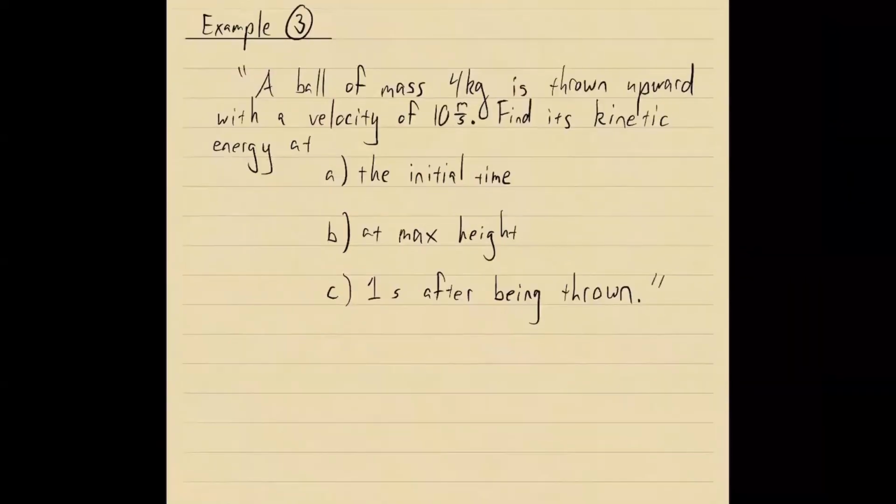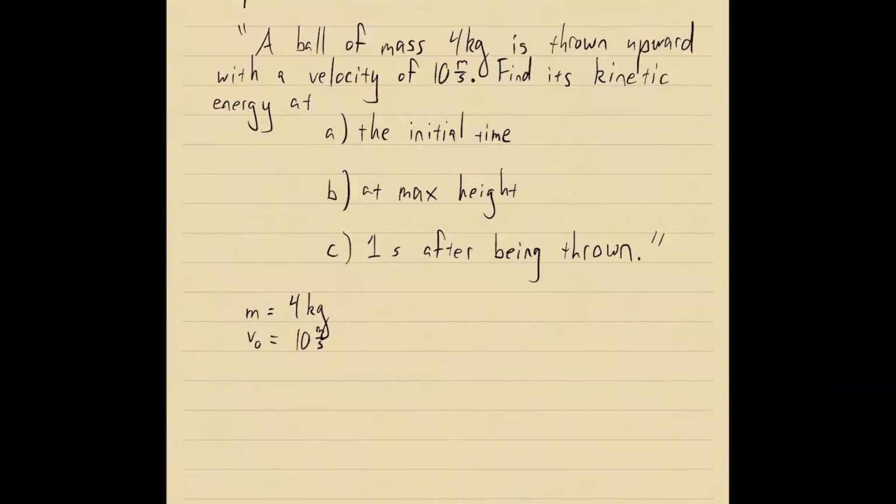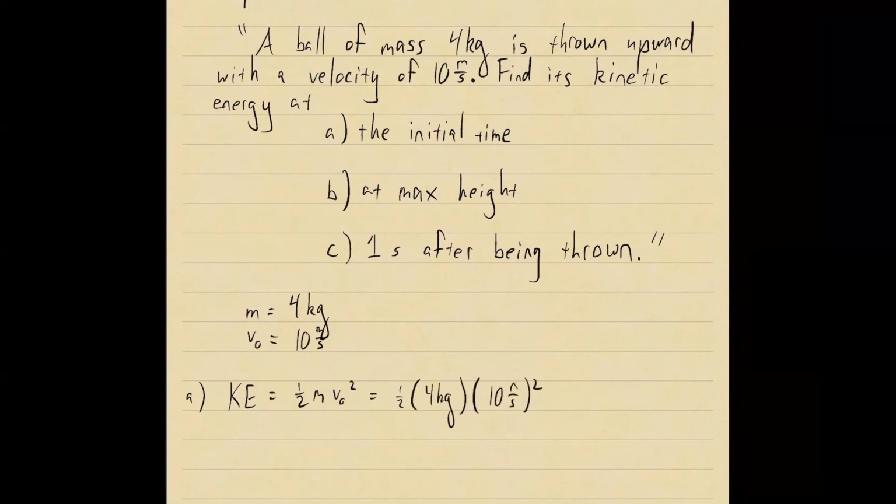All right. So in this case, our mass is 4 kilograms, and our initial velocity is going to be 10 meters per second. Part A tells us to find the kinetic energy of this thing at the initial time. So it's going to be 1/2 times the mass of the ball times the initial velocity of the ball squared. Plugging this in, we have 1/2 times the mass, which is 4 kilograms, times the initial velocity of the ball, 10 meters per second, squared.